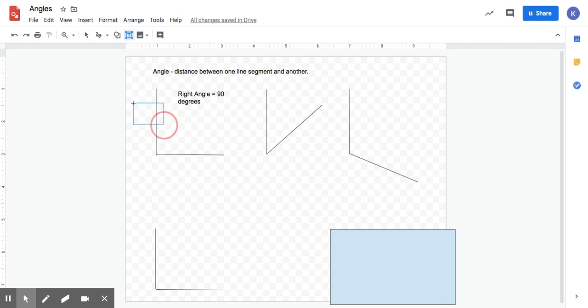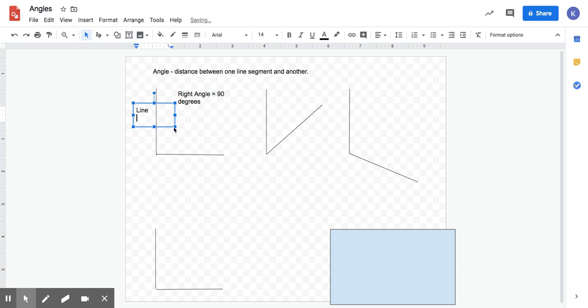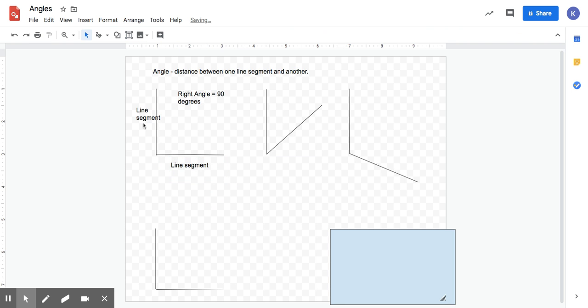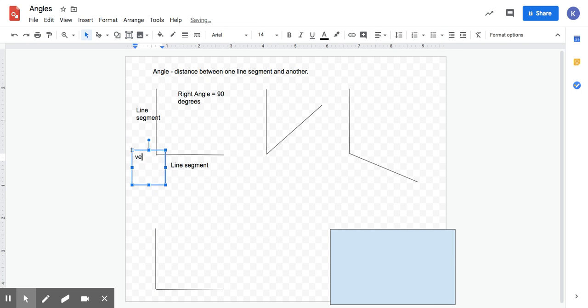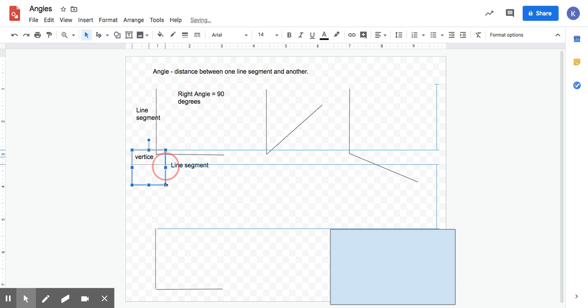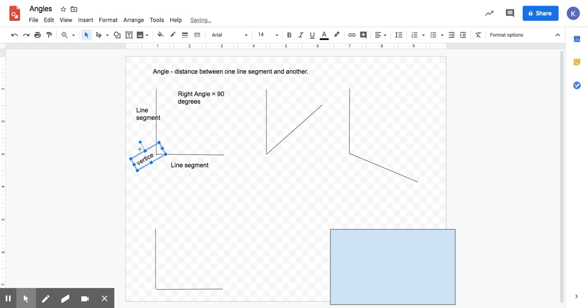So right here we have a line segment. And here we have another line segment. Now, where those two line segments meet, we have what we call a vertice. This is called the vertice. And the vertice is that corner right in there. Now, the angle that we measure is the distance from one line to the other.